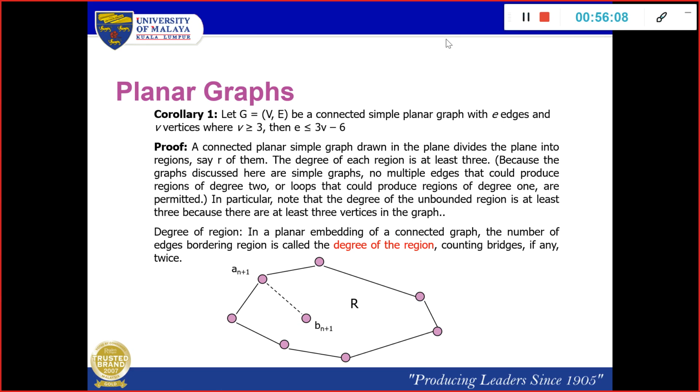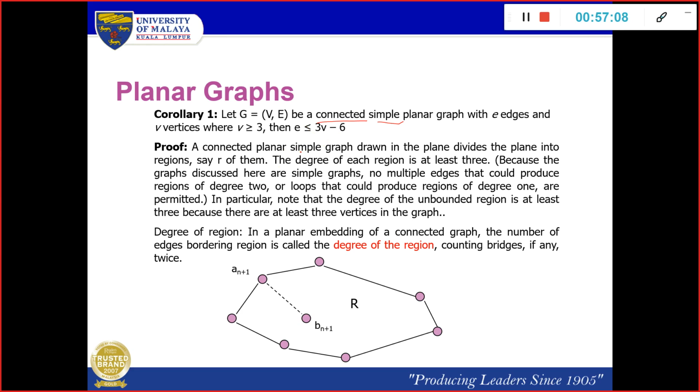So there's a theorem for planar graphs, and there's a corollary. A corollary is a smaller thing than a theorem. Corollary one: let G be a graph with V vertices and E edges, a connected simple planar graph. So this is the keyword: connected simple planar graph with E edges and V vertices. We say V is at least 3. So for this corollary to work, the number of vertices must be at least 3. Then E is less than or equal to 3V minus 6. So this is corollary 1.